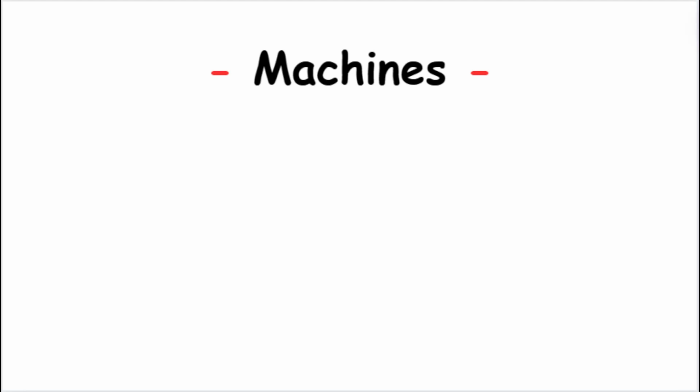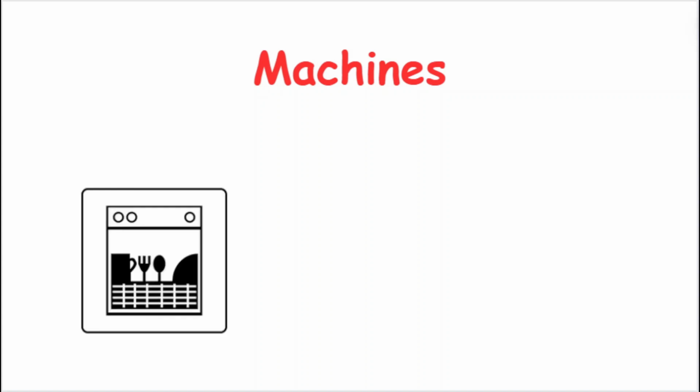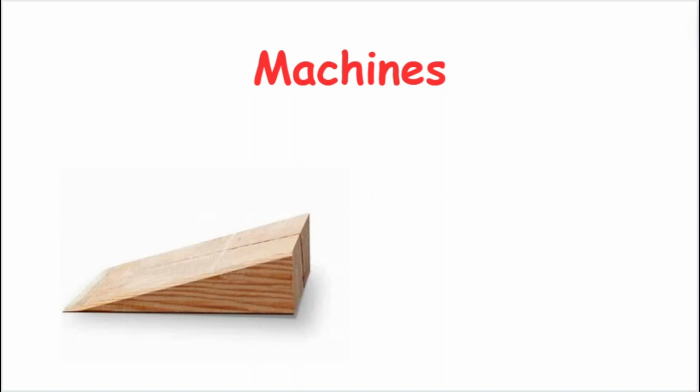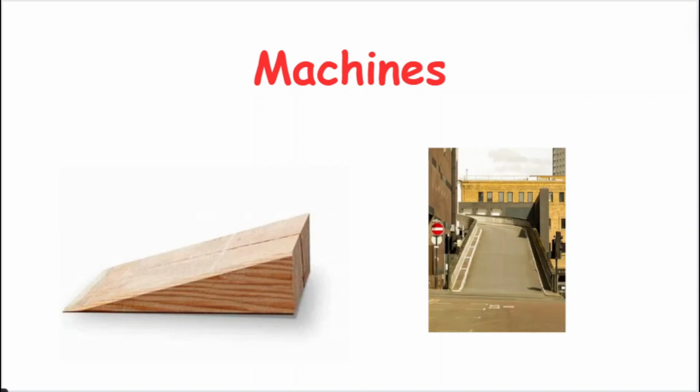Today I'm going to explain to you what are machines, their types, and also what are levers, their types, and the law of the lever. Let's go! When asked about what is a machine, the first thing that will surely come to your mind would be something like a dishwasher, a robot, a car, and that's true. They are machines, but machines aren't necessarily as complicated as these ones. Machines can be as simple as a wedge or a ramp. We'll see it in this video.